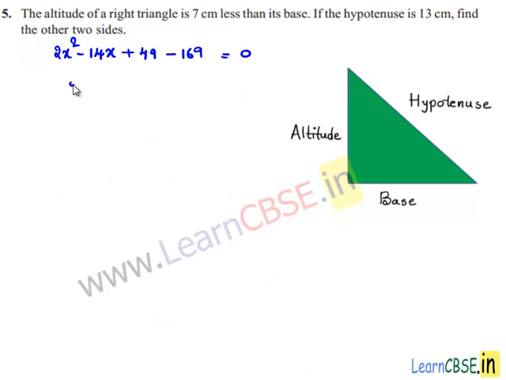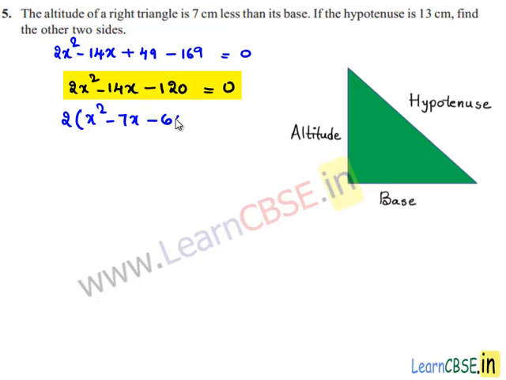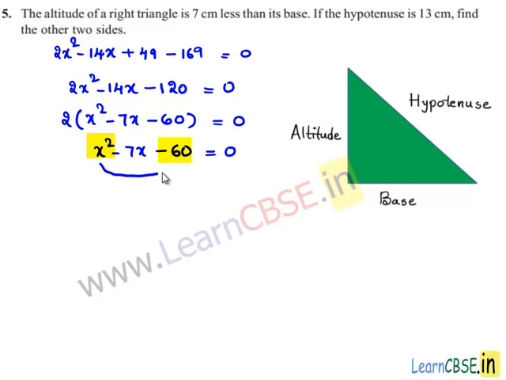Now 2x square minus 14x plus 49 minus 169 is minus 120, and this is equal to 0. So 2 can be taken common. x square minus 7x minus 60 is equal to 0. So the equation becomes x square minus 7x minus 60 is equal to 0. So the product of the first and last terms is minus 60 x square. We need two terms such that their product must be equal to minus 60x square and their sum must be equal to minus 7x.